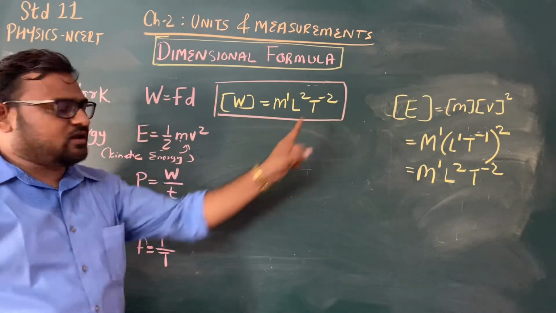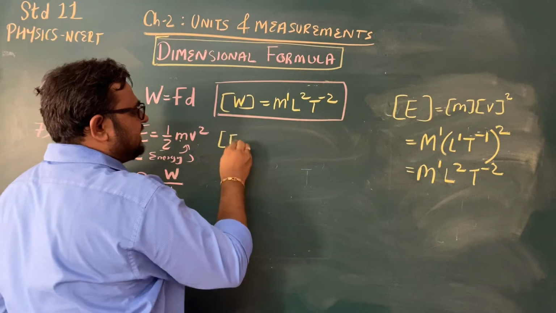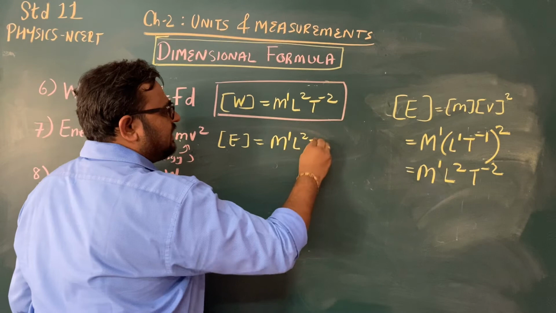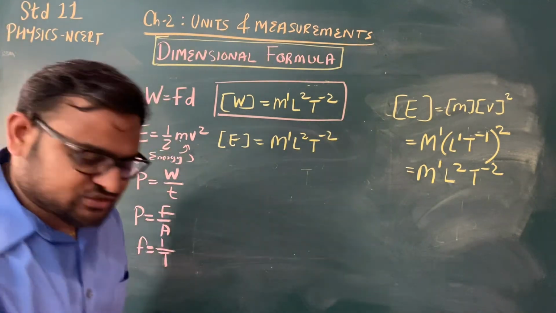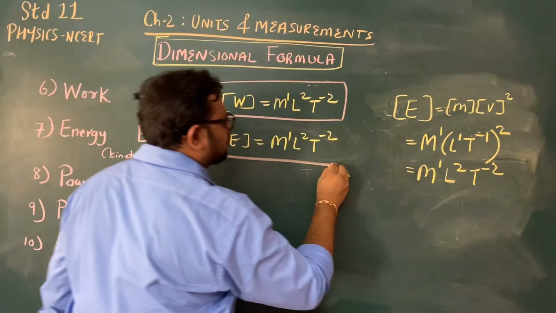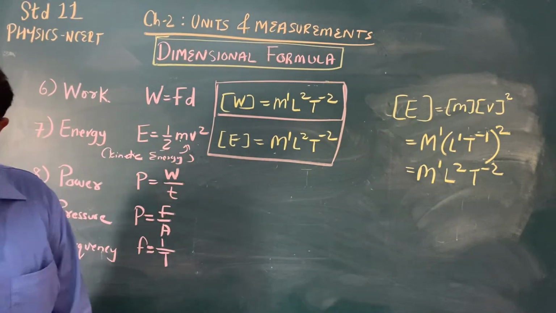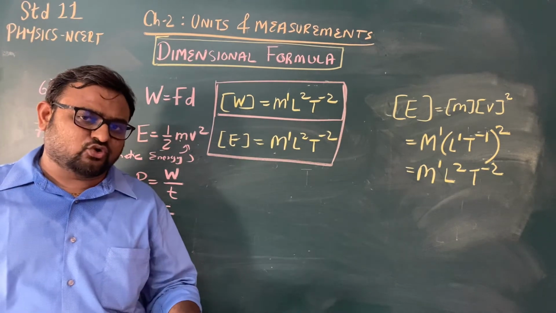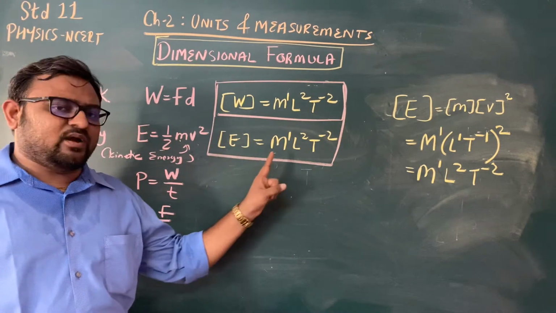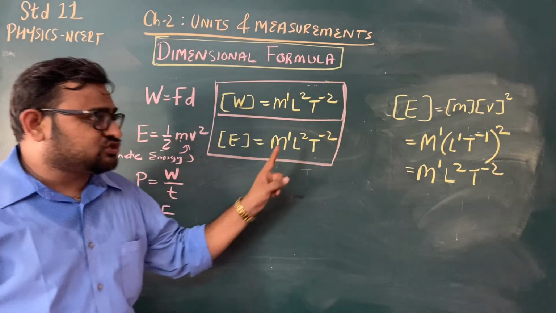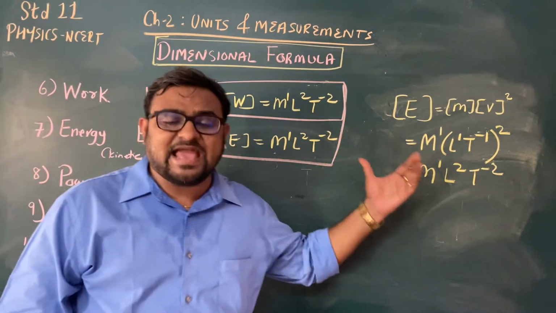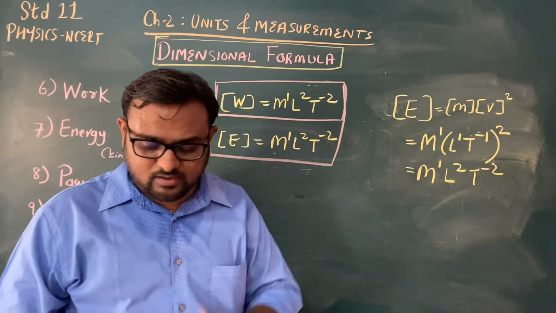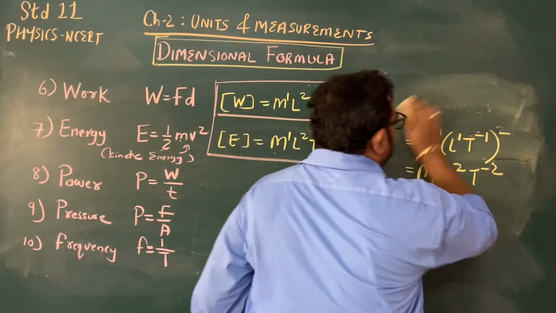Same as work done. So dimension formula for energy is also equal to M1 L2 T minus 2. This is also very important. So remember, dimension formula for force is M1 L1 T minus 2, for work and energy M1 L2 T minus 2. You can also use the formula for potential energy mgh. Then also the dimension formula would be the same. Okay, now let's move to the next one.